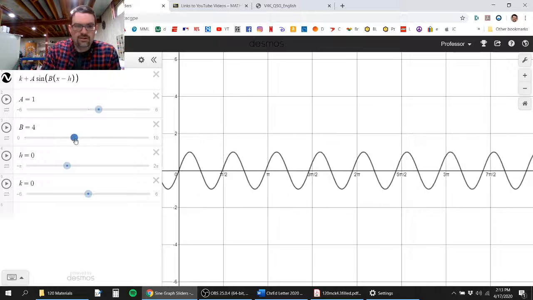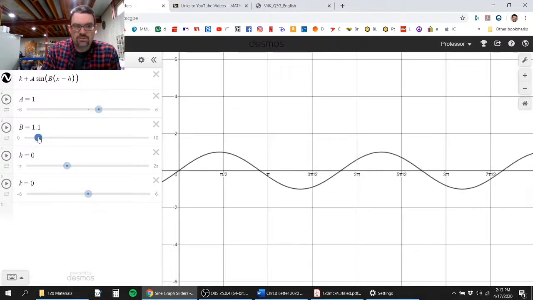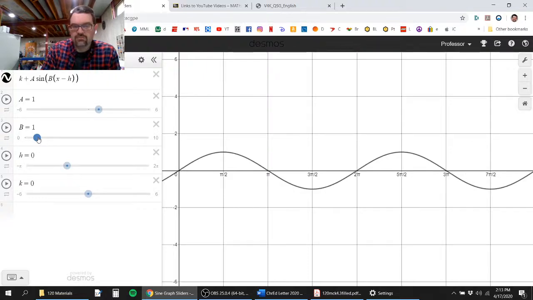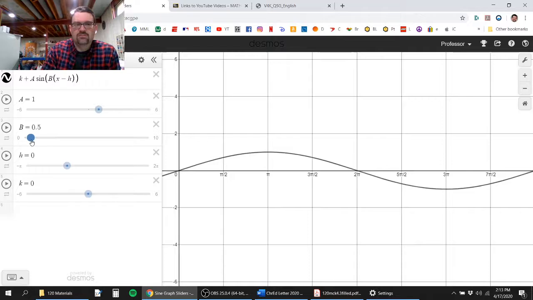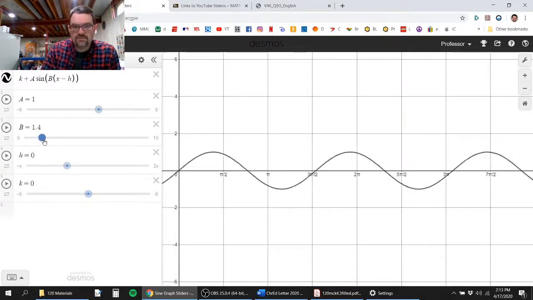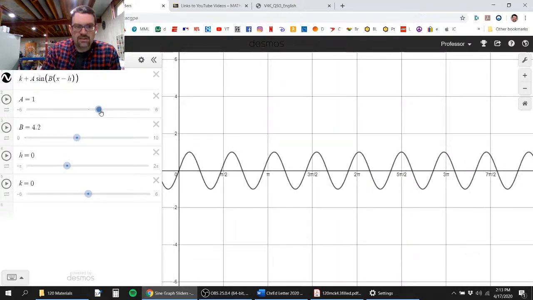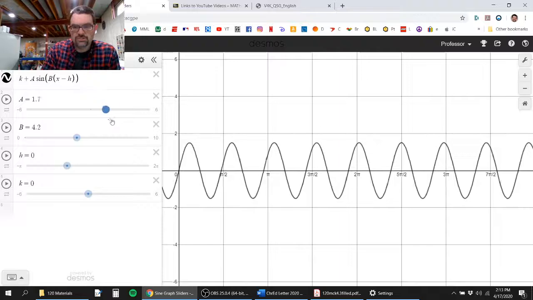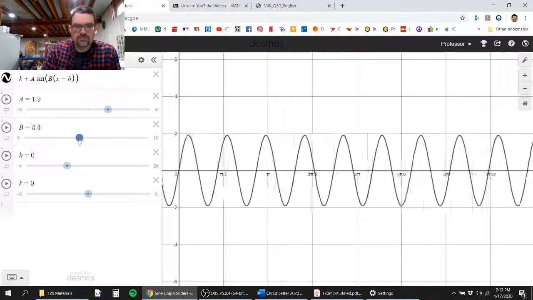Now the other possibility there is when B gets smaller, so when it's 1, well, when the denominator gets smaller, the fraction gets bigger, so 2 pi divided by B would get bigger, and sure enough, it stretches the period out instead. All right, so these first two letters that we've looked at, capital A is vertical stretching or shrinking, capital B is horizontal stretching and shrinking.